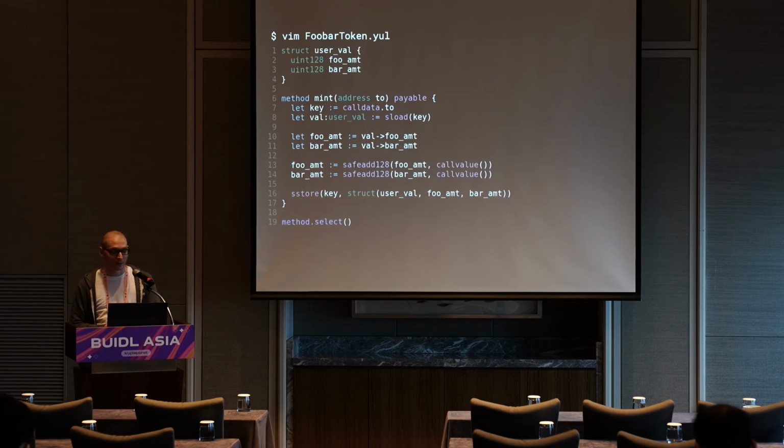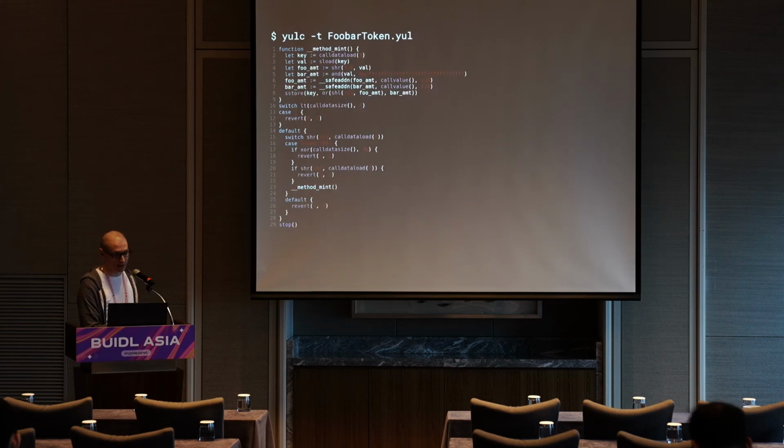And at the very bottom on line 19, we're calling something called method.select. What that does is it tells the compiler to generate a switch statement based on the methods that you defined, so in this case, mint. And that will be the main entry point for the contract. So when transpiled, it basically looks like this. And I hope you all can see that.